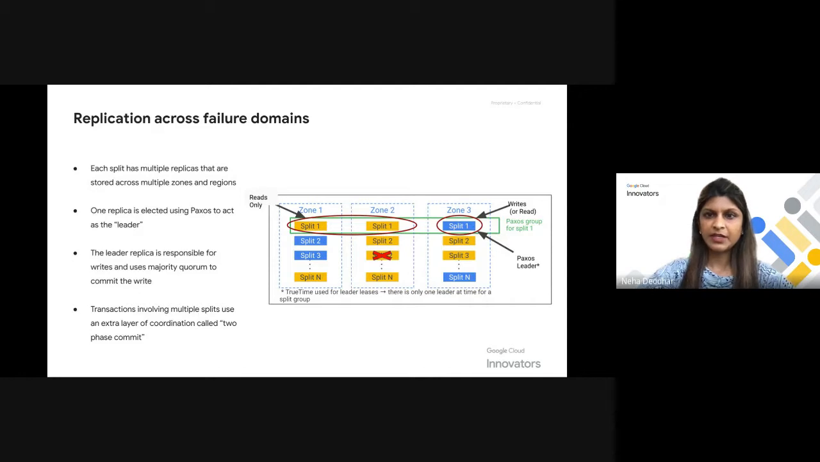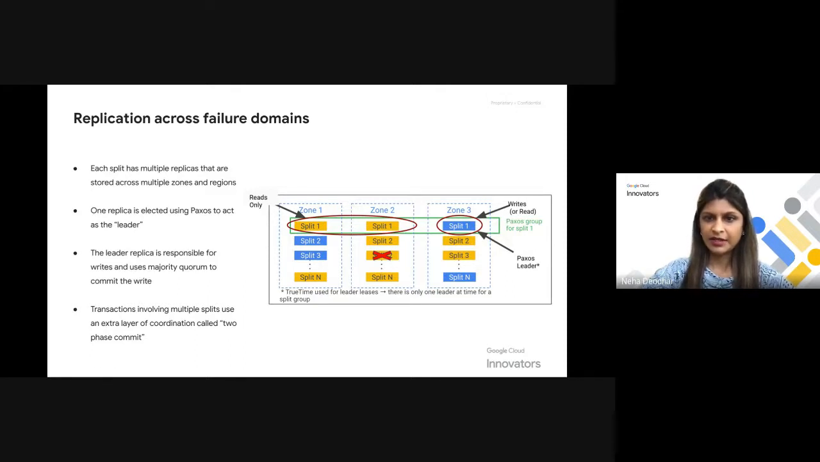Spanner also creates multiple copies or replicas of your data. These replicas are stored across multiple zones and regions. It uses the Paxos consensus algorithm to keep the replicas in sync. One of the replicas is elected to be the leader. The leader replica is responsible for handling and replicating the writes.